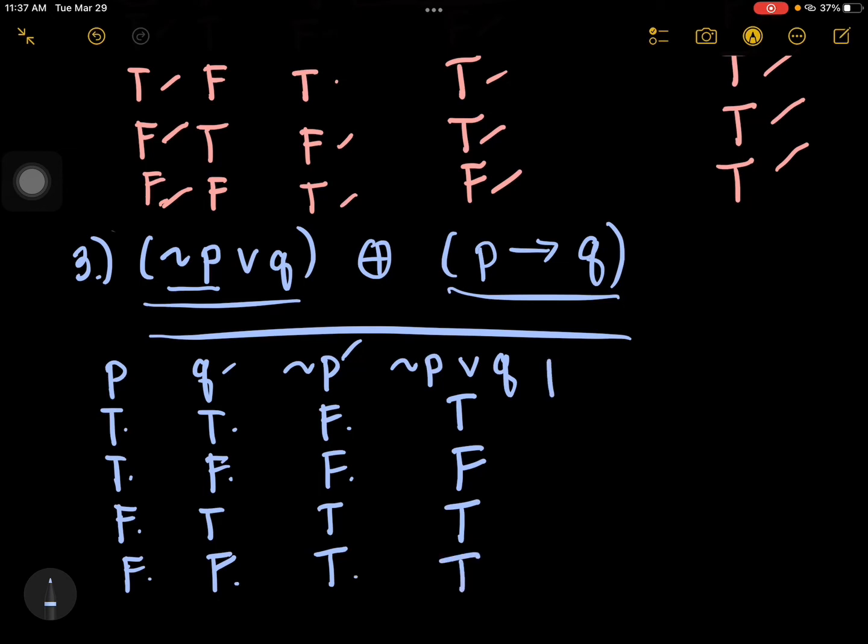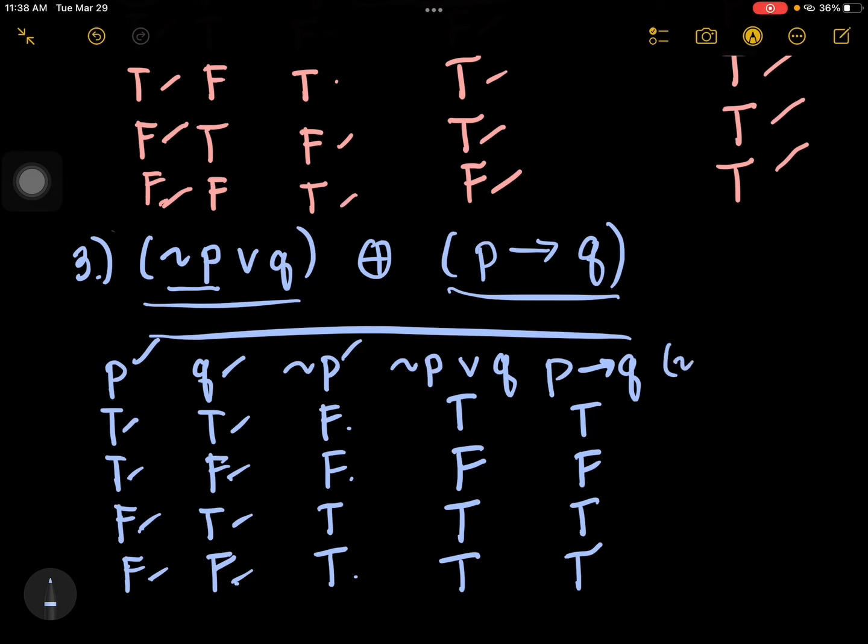Next is if P, then Q. So you have here your P, then your Q. So remember, the only event that this will be false is when P is true and your Q is false. So you have true, true, it's true. True, false, this is false. False, true, this is true. False, false, it's true.